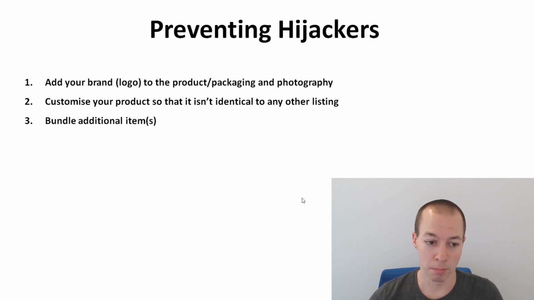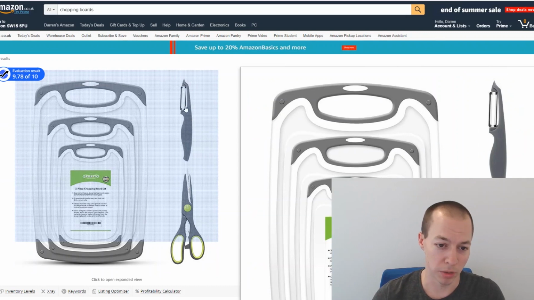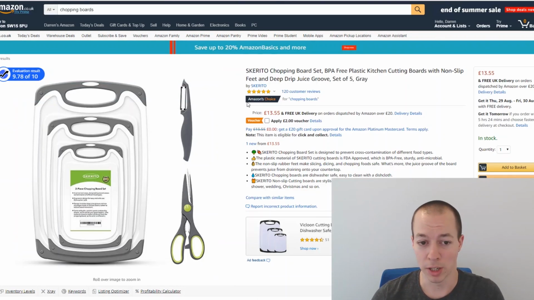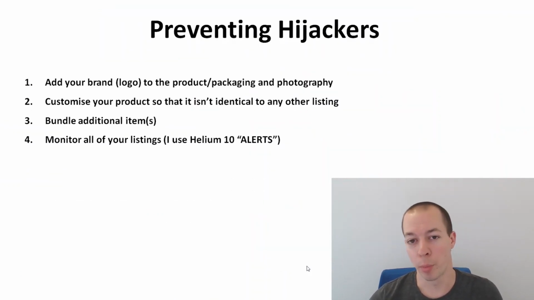And you can also consider bundling additional items. So this seller here is bundling, by the looks of it, a potato peeler and a pair of scissors. So anyone that's just selling chopping boards, they'd very quickly be able to prove they are not selling the same product. And finally, this isn't so much of a prevention, but make sure you are monitoring all of your listings.